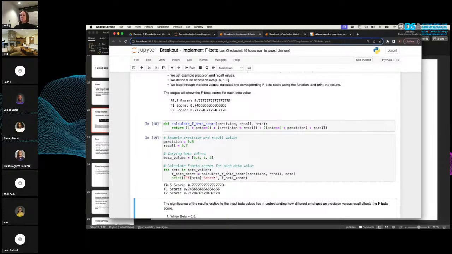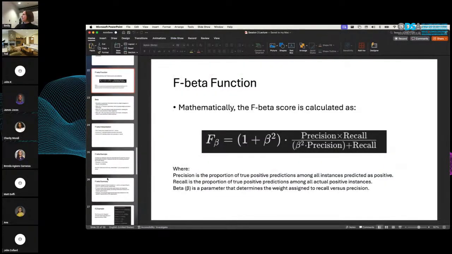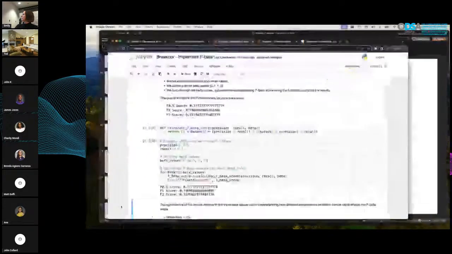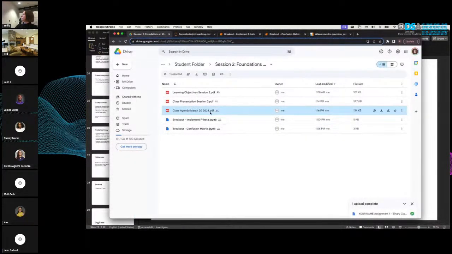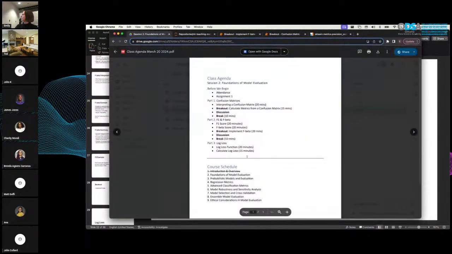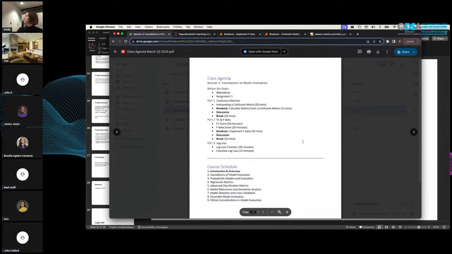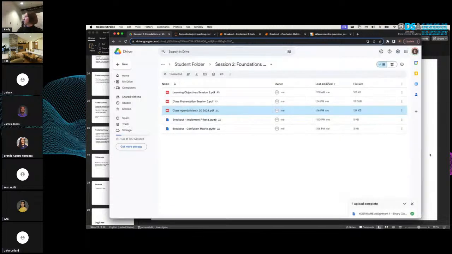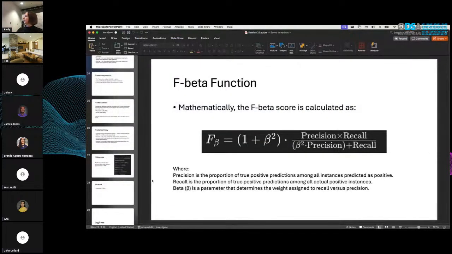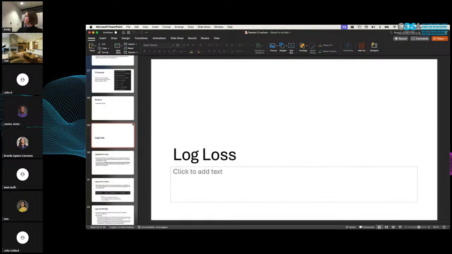Did everybody have a similar answer? Did anybody approach it in a different way? All right. I think it's pretty straightforward for that one. We've got 30 minutes left, so I want to jump on. Let me just check our agenda. Great, that's right. I have a few minutes at the end for us to calculate log loss. It's just a pen and paper exercise, but I want to make sure we have time for that.